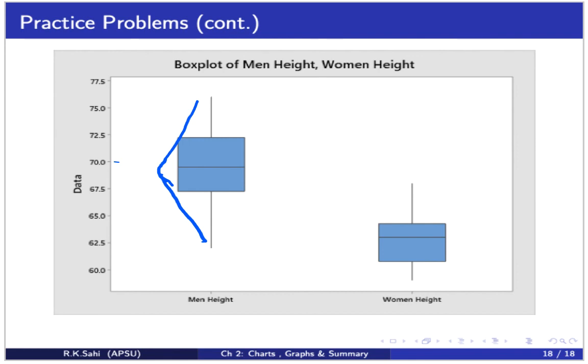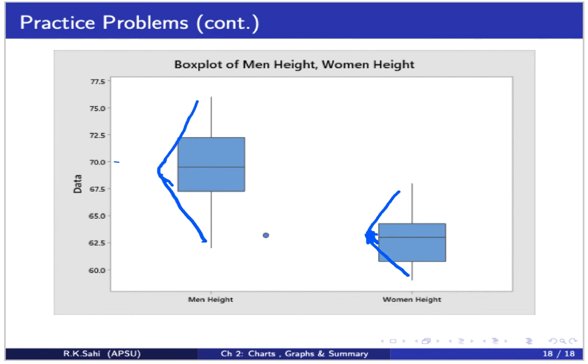Let's look at women's height. Remember, this is the median. So we draw a mound here, and then we draw a line here, and a line here. This is also roughly symmetric. If you notice over here, it's roughly symmetric. If you don't know the numbers, you can say that.